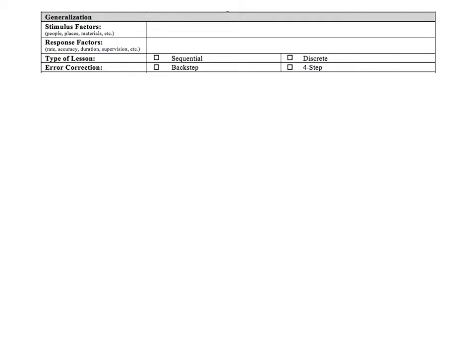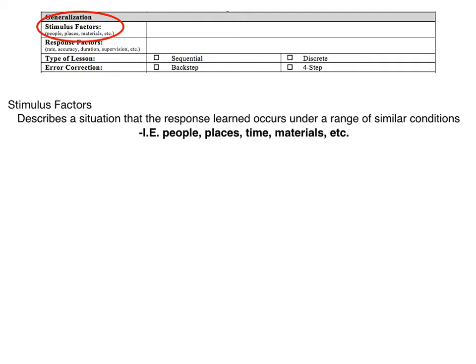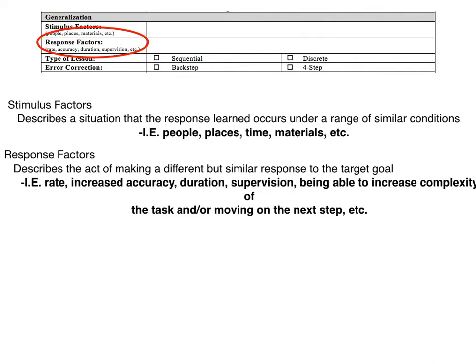Now we're going to dive into the generalization piece. First, we have stimulus factors. This describes a situation in which the response learned occurs under a range of similar conditions. Some examples may include varying staff and trainers, varying activities presented to the learner, varying locations, time of day, etc. Next is response factors. This describes the act of making a different but similar response to the target goal. Some examples could include increasing independence, increasing the nearness of staff to student, or shaping the break into shorter amounts of time.